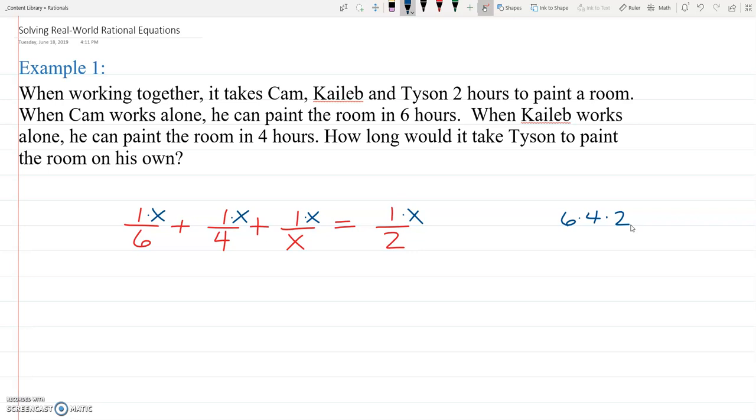2 won't work because if we put a 2 over top of this 6, you're right, it would reduce, but we would still have a 3 in the denominator. Say it again. 12. Nice job. If we multiplied them all by 12, 12 over 6 is just going to reduce to the whole number 2. Over here, multiply this by 12. 12 over 4 is going to reduce to the whole number 3. This one, the x is gone anyway.